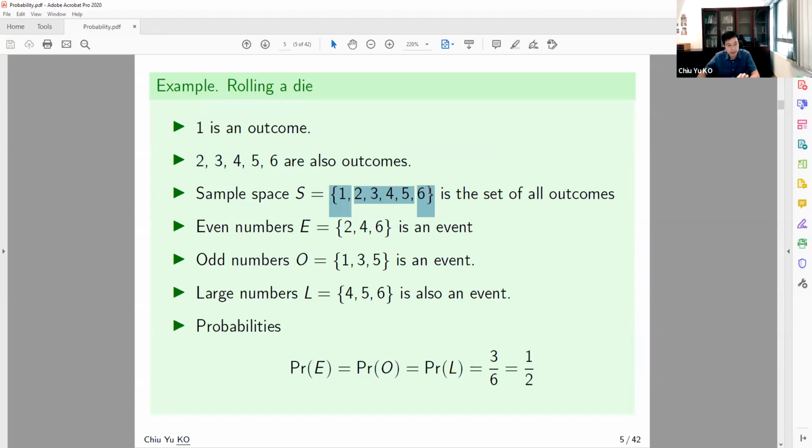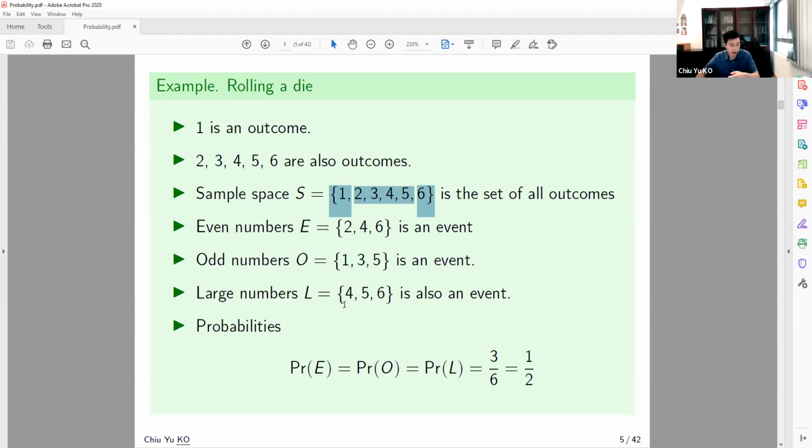Okay, and here the even numbers are an event, that is 2, 4, and 6, right? And odd are 1, 3, and 5. This E and O I define myself, I call them E and O. There's no reason why you can't call them anything, but I just call 2, 4, and 6 even, 1, 3, 5 odd, and I define 4, 5, 6 as large.